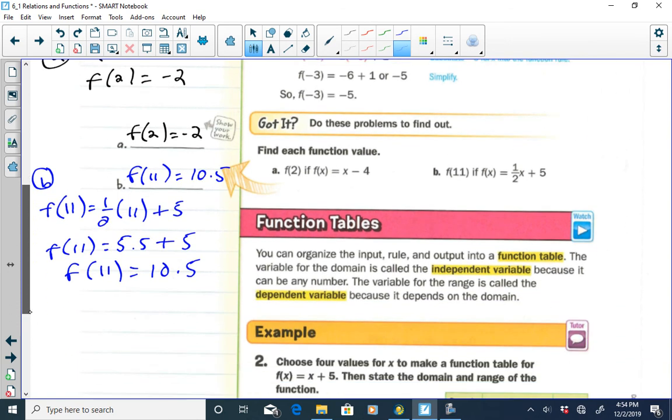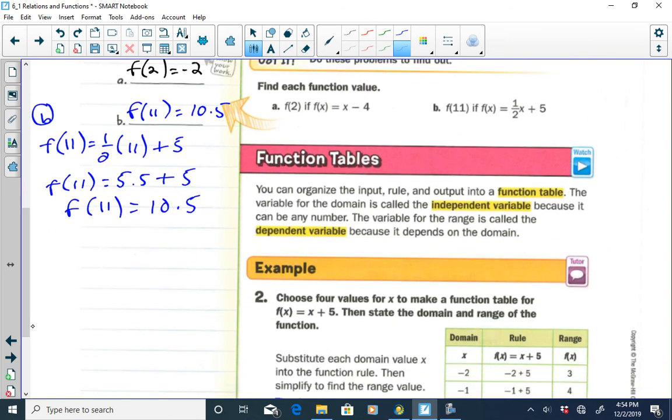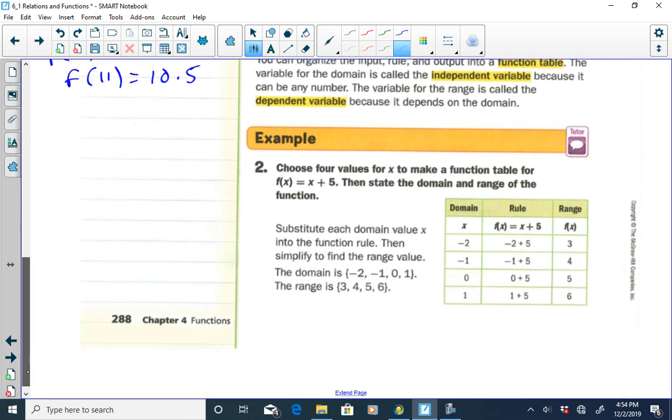Right? So it's just more vocabulary that you're becoming familiar with. You have your domain or your inputs, your range or your outputs. We have function notation. We read it as f of x. You can organize the input, the rule, and the output into a function table. The variable for the domain is called the independent variable because it can be any number. The variable for the range is called the dependent variable because it depends on the domain or input values.